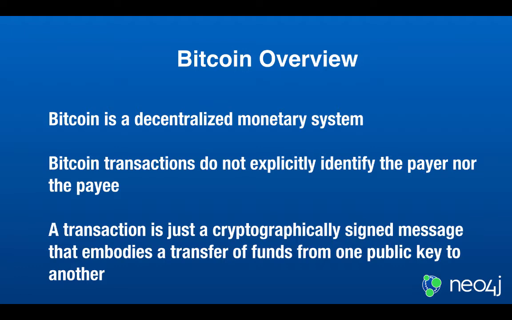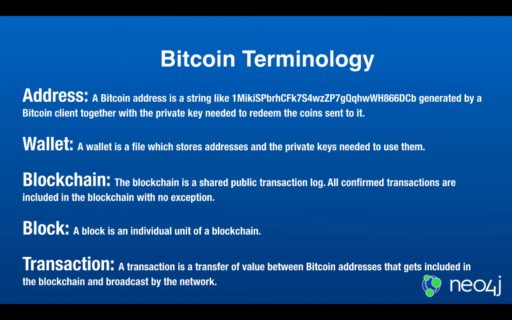Here's some more terminology to help us understand the Bitcoin network. Addresses are a hash string that is used with a public key to send and receive Bitcoins. Transactions are transfers between addresses that are publicly recorded in the blockchain. A blockchain is the public record of all transactions, and transactions are recorded in blocks, which are part of this blockchain.